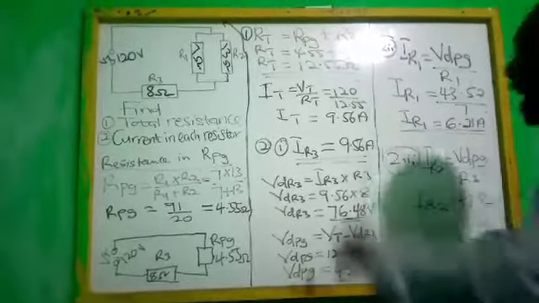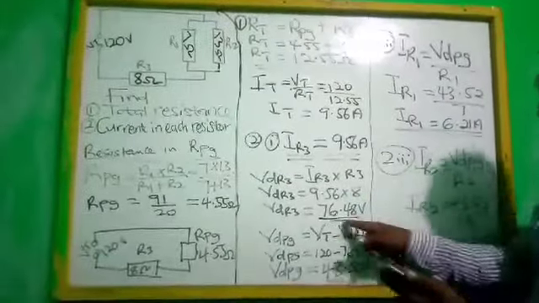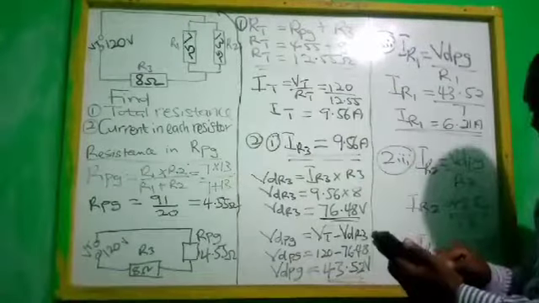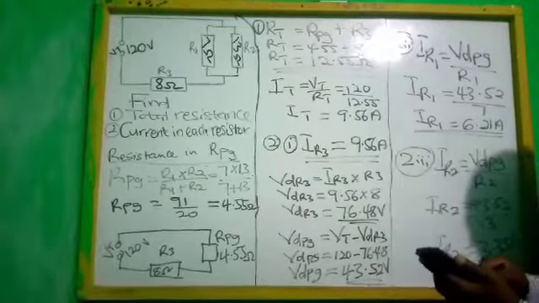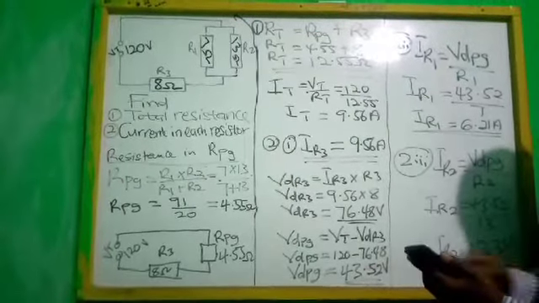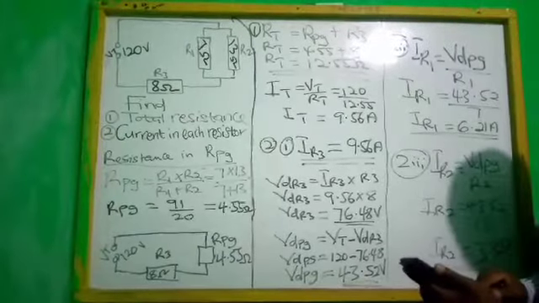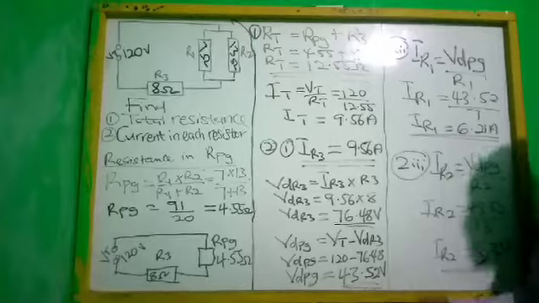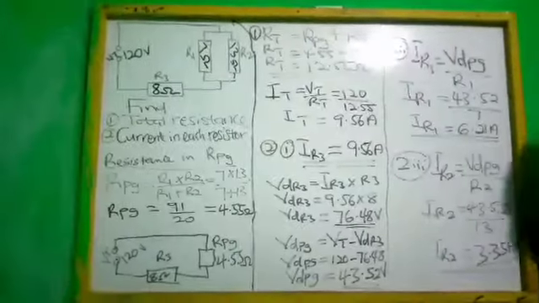It's correct. And let's check the voltage drop in R3, which is the series part of the circuit, and the voltage drop in the parallel group. Let's add them and see whether we get our total voltage. Voltage drop in R3, 76.48, plus voltage drop in the parallel group, 43.52. Exactly, we got our answer, 120 volts. So you see that our answer is correct.